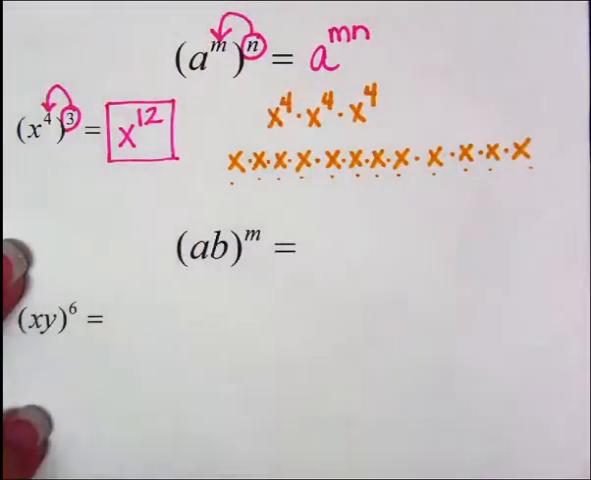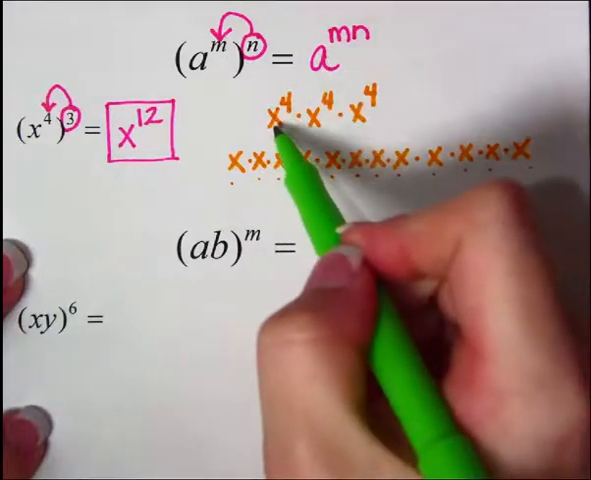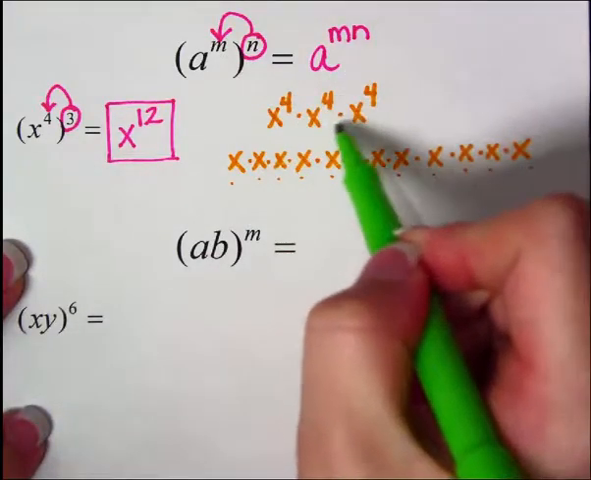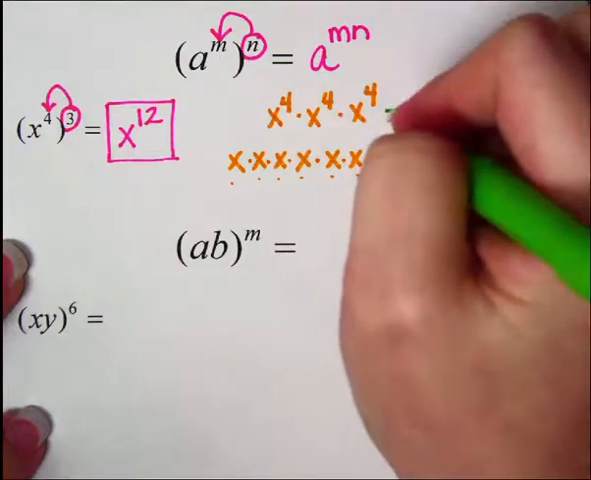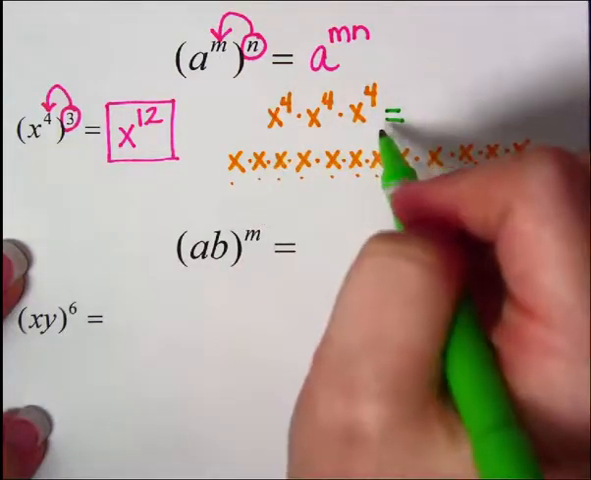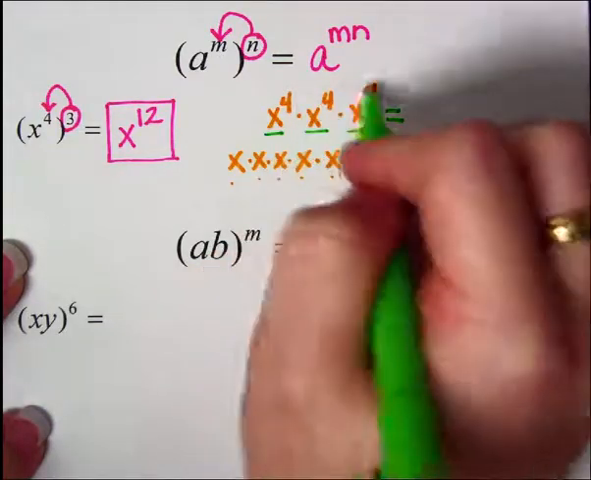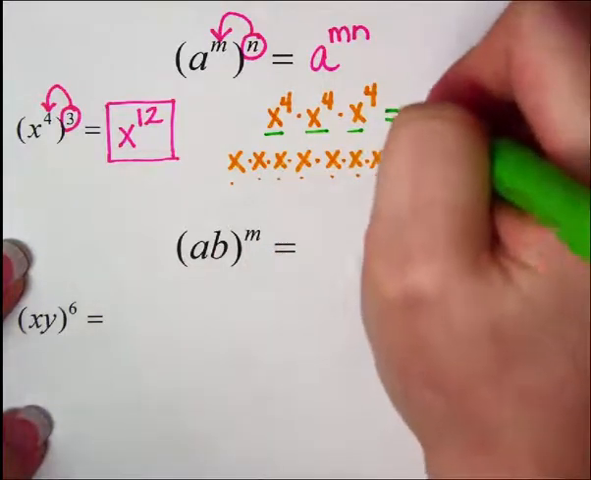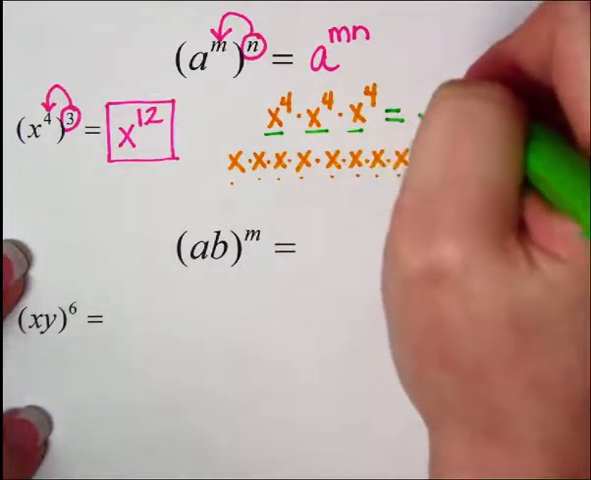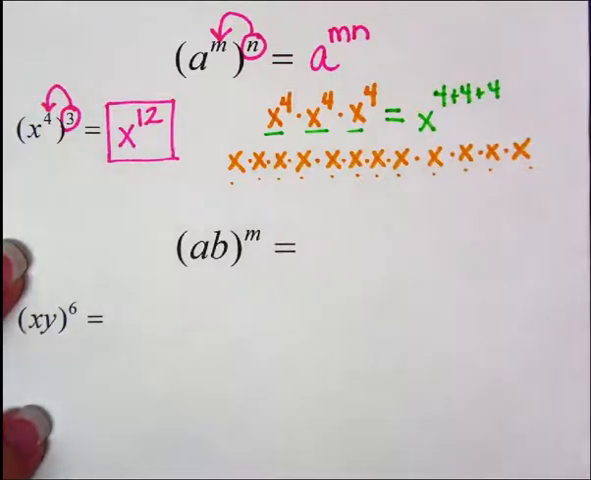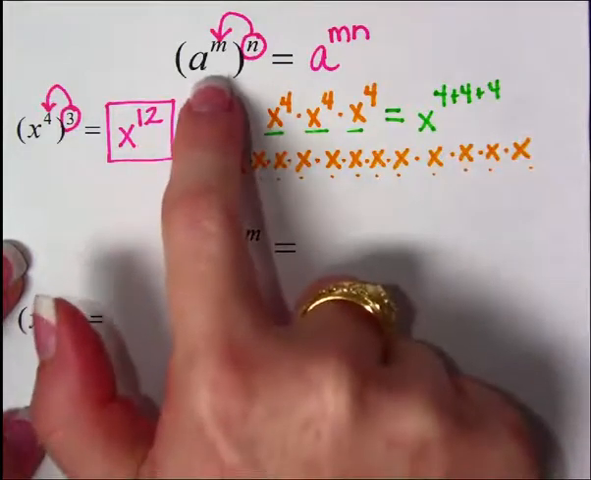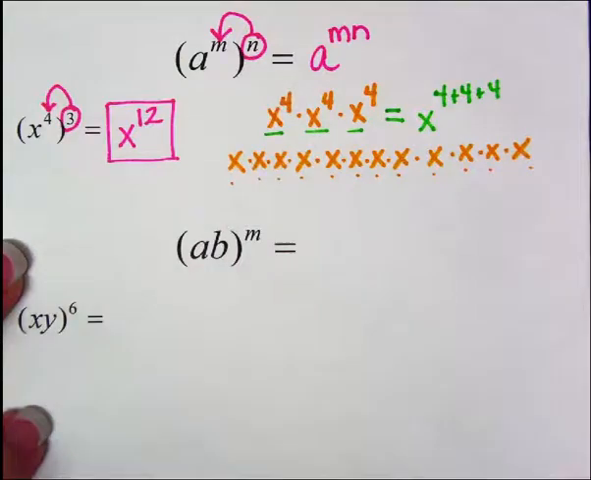You could actually also use the property from the first example. If you wrote it out, x to the 4th times x to the 4th times x to the 4th. Remember, if you're multiplying things together that have the same base, all you have to do is add up the exponents. So this is x to the 4 plus 4 plus 4, which still gives you x to the 12th. So there's actually 3 different ways there that I've just shown you that you can answer a question where you have a power raised to another power.